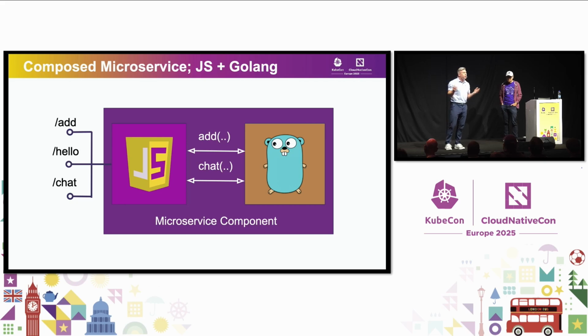So what if we could take microservices and smash them together? That's actually what we're doing here. We have a JavaScript front end that exposes a few HTTP endpoints. And then we have a Golang backend service that talks to OpenAI and gives us some chat completion. And then it does the really, really stupid simple thing of adding numbers together.